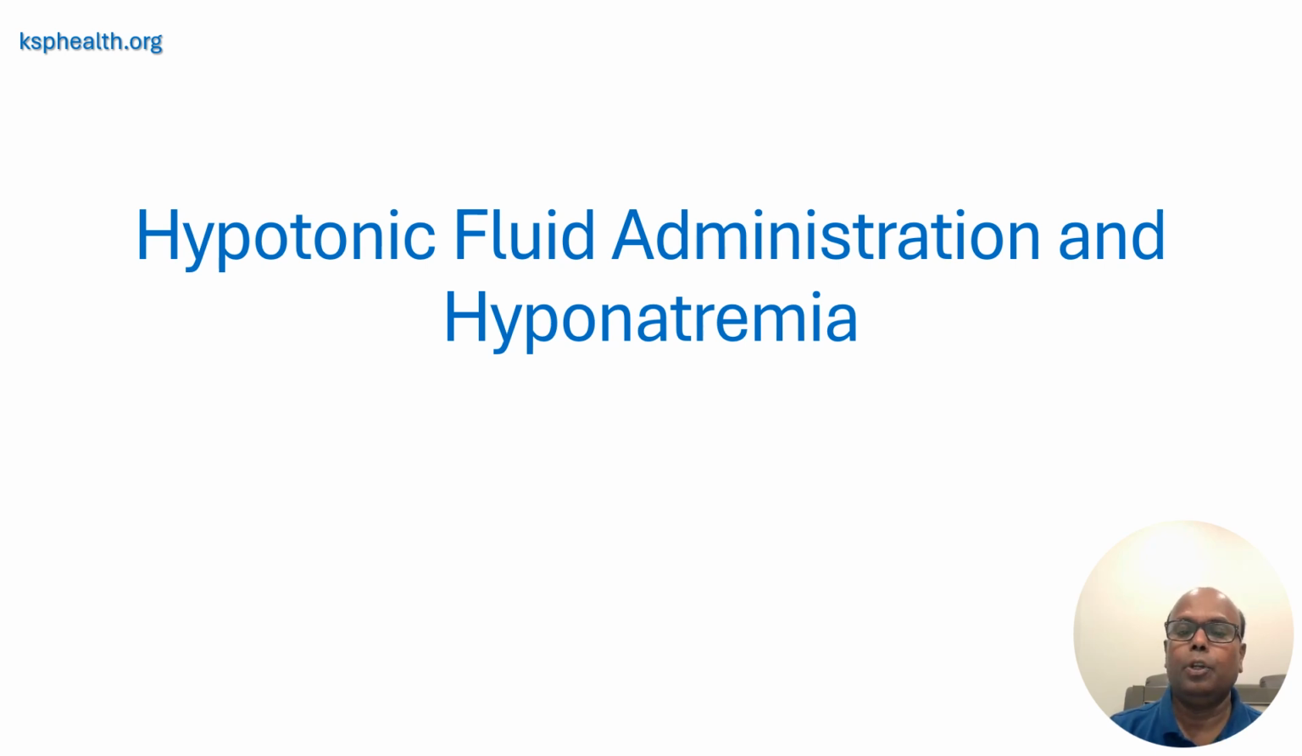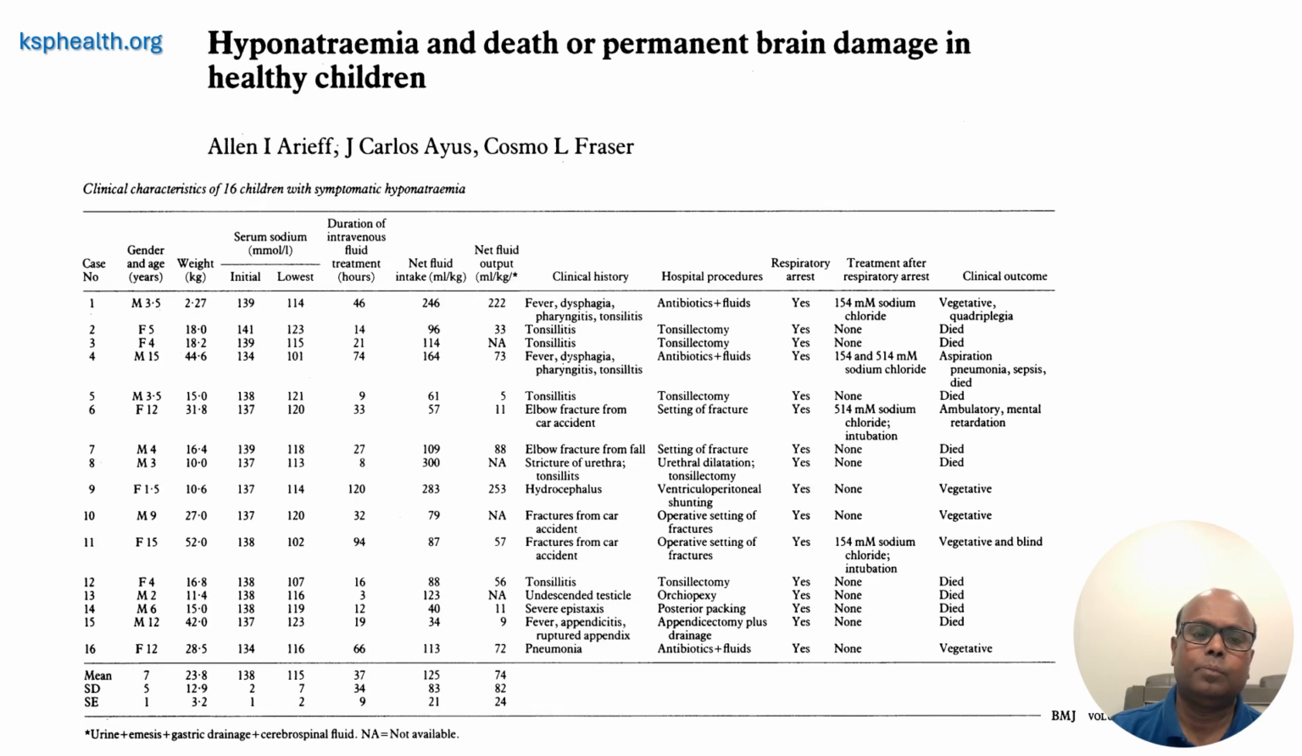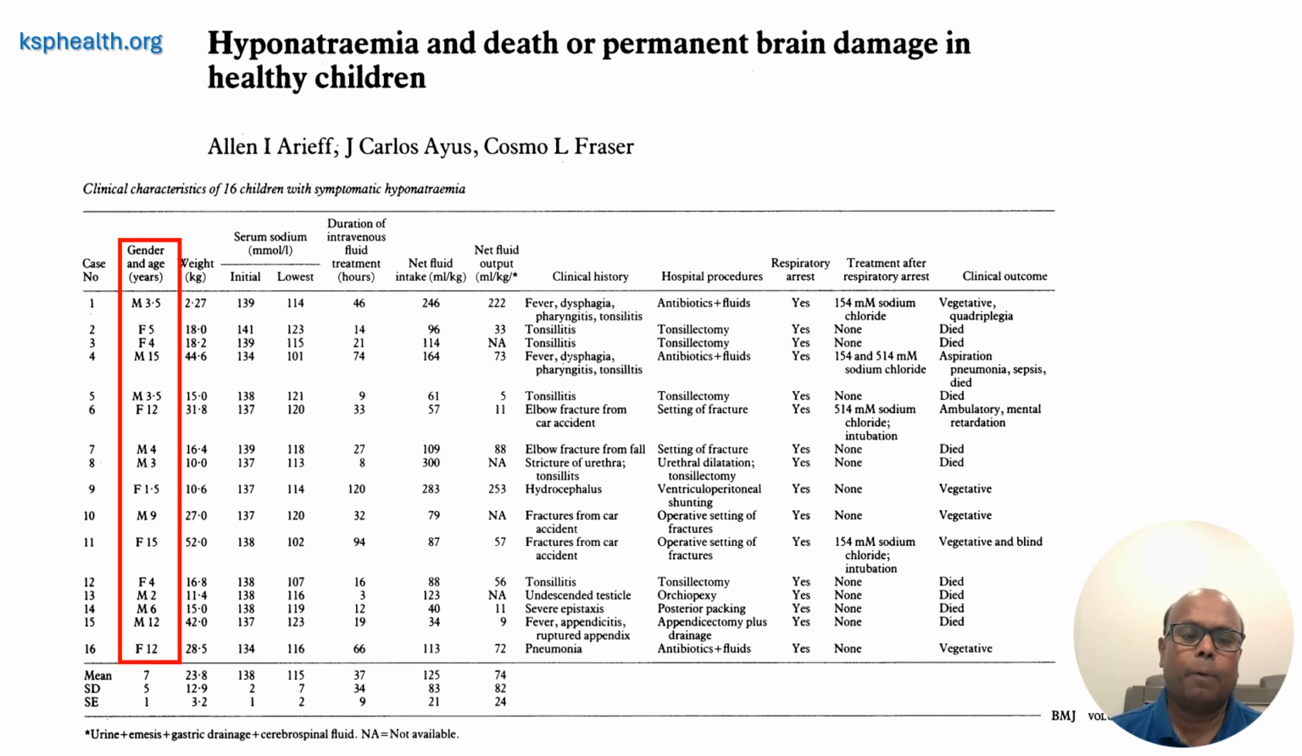In the postoperative setting, there is usage of hypotonic fluids. There have been more than 50 reports of death or neurological injury associated with hypotonic fluid in children. This is a report from 2005: 60 healthy children who died or suffered as a result of acute hospital-acquired hyponatremia. This was published in 1992. I just wanted to show certain facts from this publication. Most of these kids' ages varied from 1.5 to 15 years.